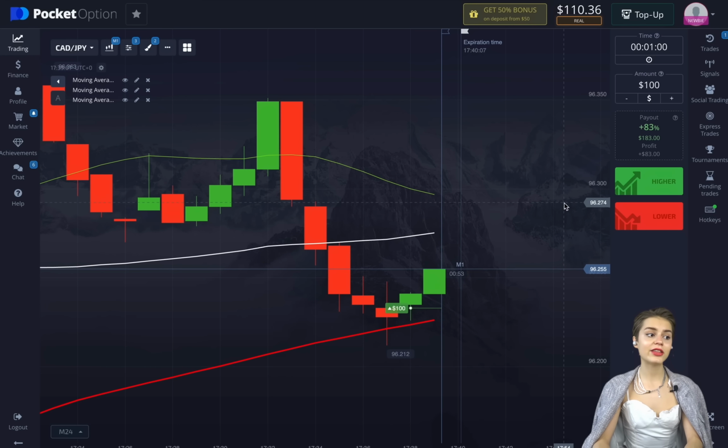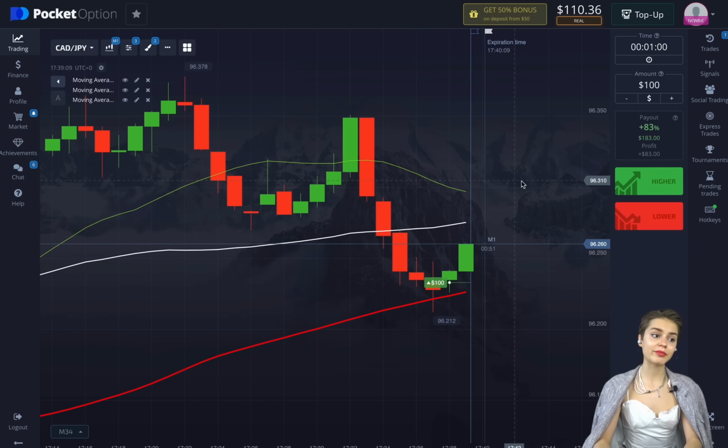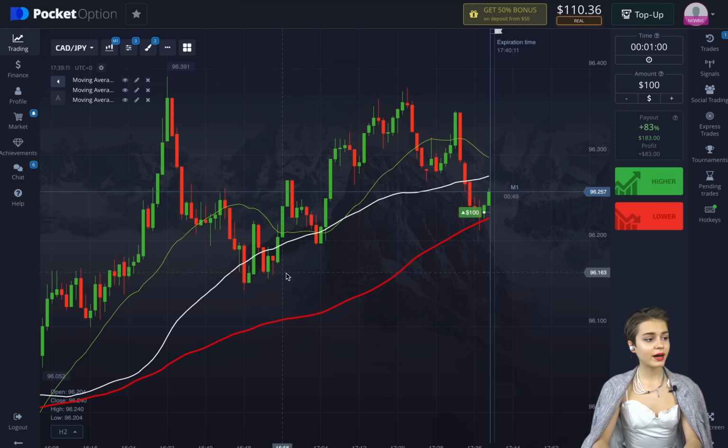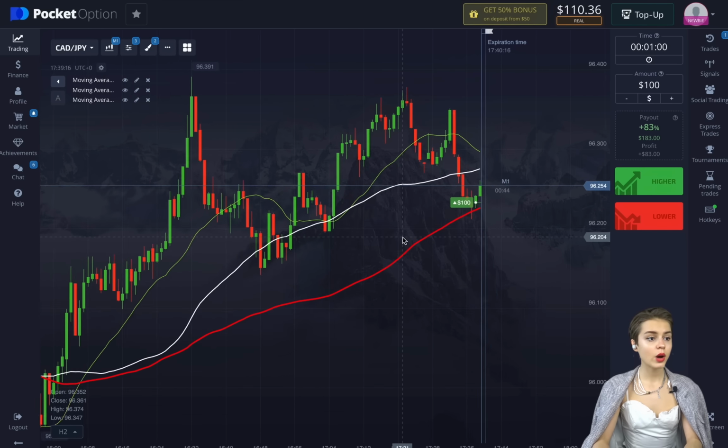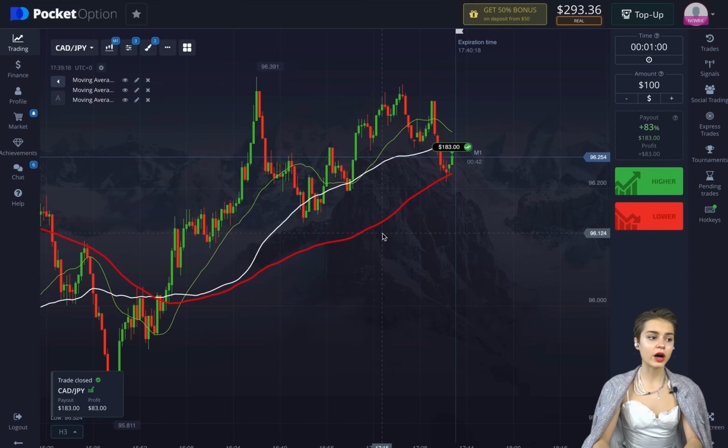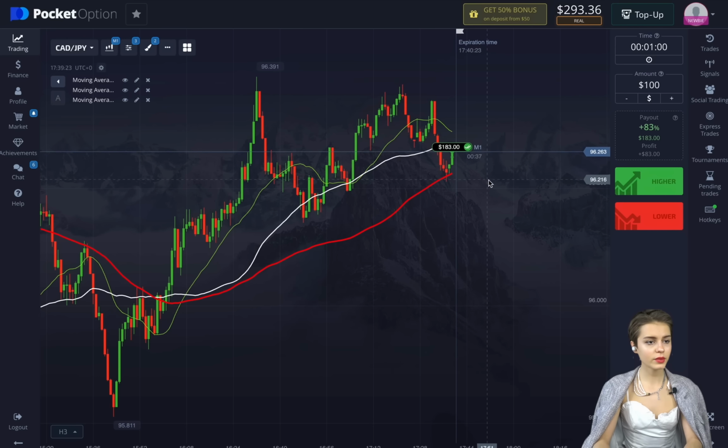So guys, the third deal comes to its closure. Let me explain it to you. Besides that we can use intersections for those two lines, as I've already mentioned in the beginning, we can also use intersection of the chart itself with those three lines.